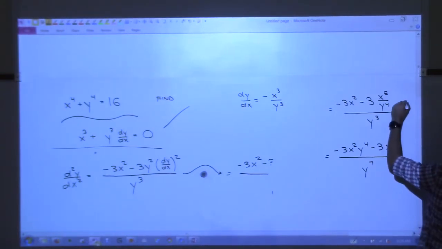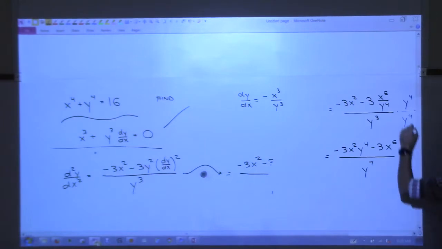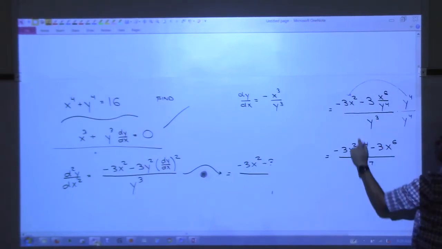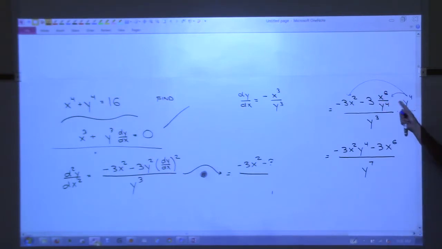So what I did is I decided to multiply y to the 4th over y to the 4th on the top and bottom of this equation. When I distribute this to this, I get that, right? When I distribute this to this, the y to the 4ths cancel, and I just get this. And when I do this to this, I get that. And that's a pretty clean looking answer right here, isn't it?